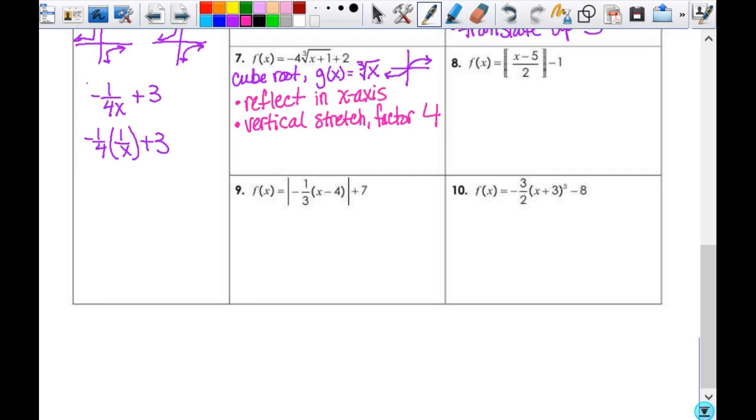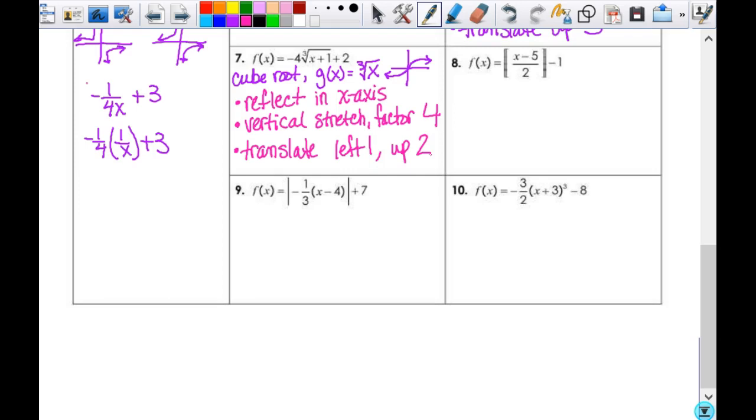So then I can just look at the adding, which means those are translations. I'm going to translate. That 1 tells me I do what? Left 1 and up 2. Okay? See how easy that is? You just break it up. Don't try and do everything all at once.